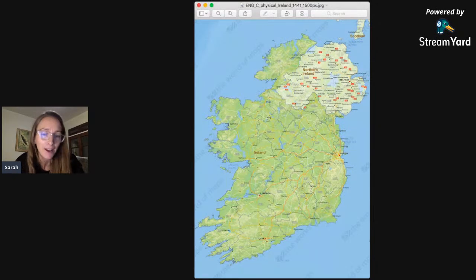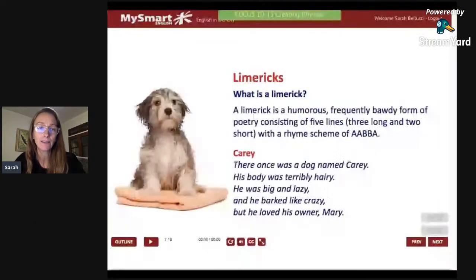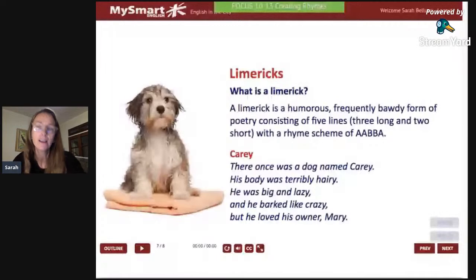Okay, I'm going to put back on this other screen. Bear with me, one second. Chrome tab and 2. Here we go. Now we're back to lovely Carrie the dog, the hairy dog.